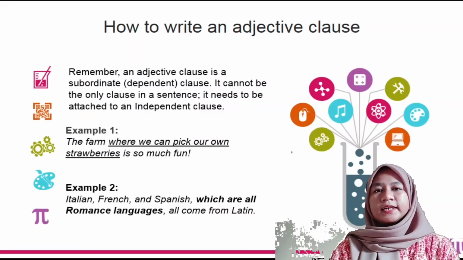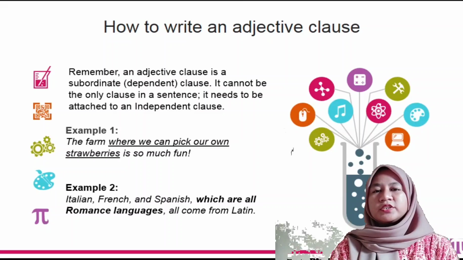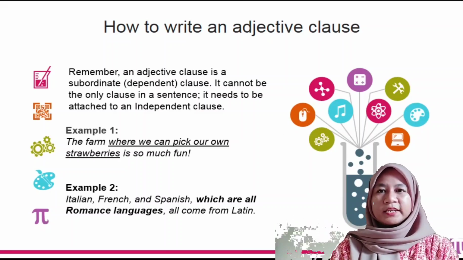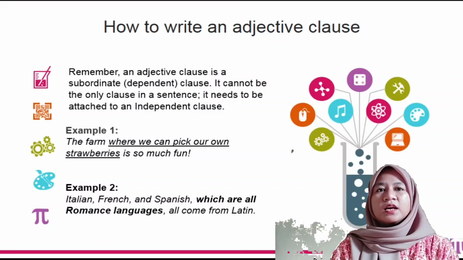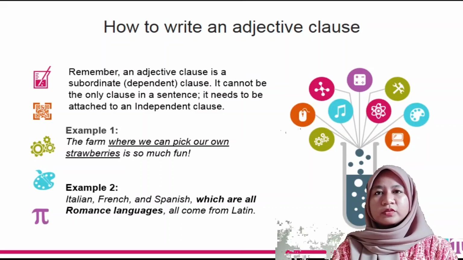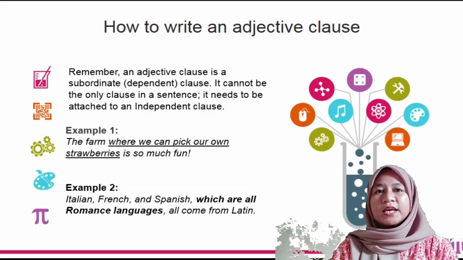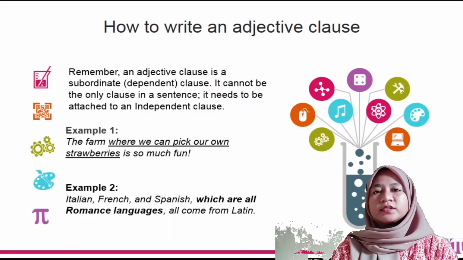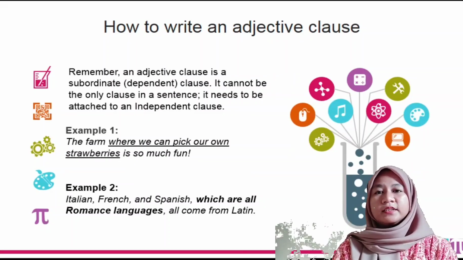Now, the second example. This is a correct usage of an adjective clause. It describes or modifies the first three languages mentioned. Note that this is an example of a non-restrictive clause. It is giving us additional information, which, if removed, we would still get the main idea of the sentence: the Italian, French, and Spanish all come from Latin.